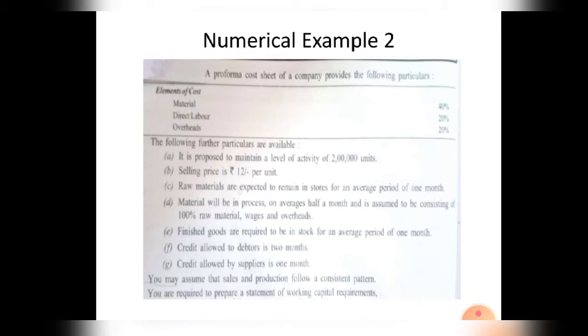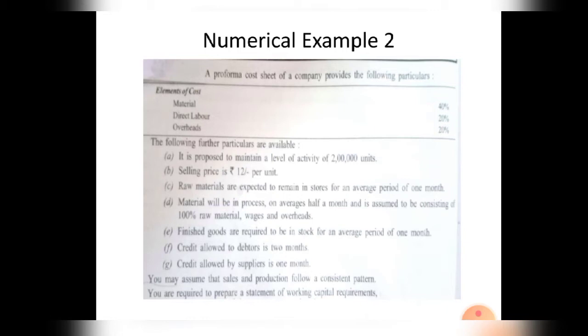Then some additional information is also given. First, it is proposed to maintain a level of activity of 2 lakh units. That means this is the annual production. Then the second information is about the selling price. Selling price is rupees 12 per unit. So this selling price will become the base for calculating the elements of cost.